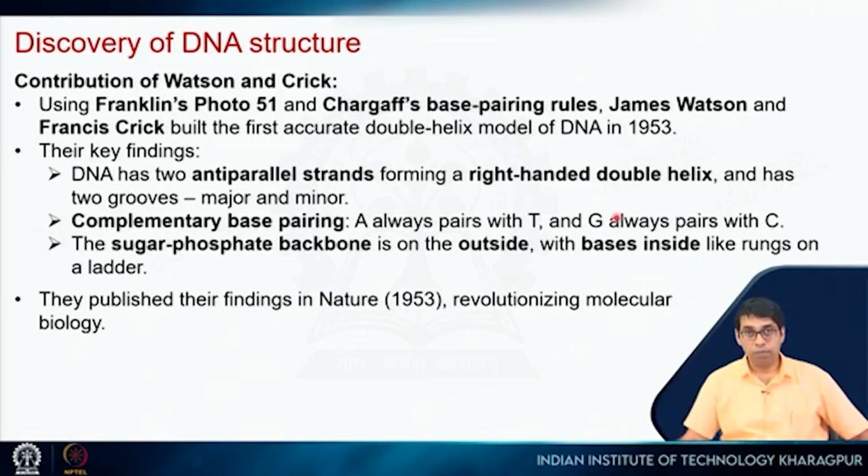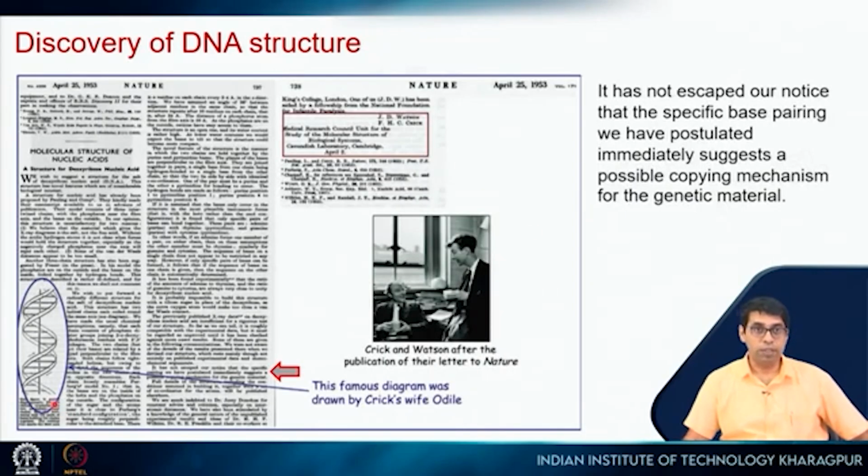So once this structure was published, this famous double helix structure, it was very clear to everyone that this has to be the right structure because it explained a lot of things, right? It is important to note that this double helix structure was actually drawn by Francis Crick's wife, Odile. Okay, so there is a very interesting paragraph. This was a very small paper, you can actually go and see it, and there is this very interesting paragraph which I have reproduced here.